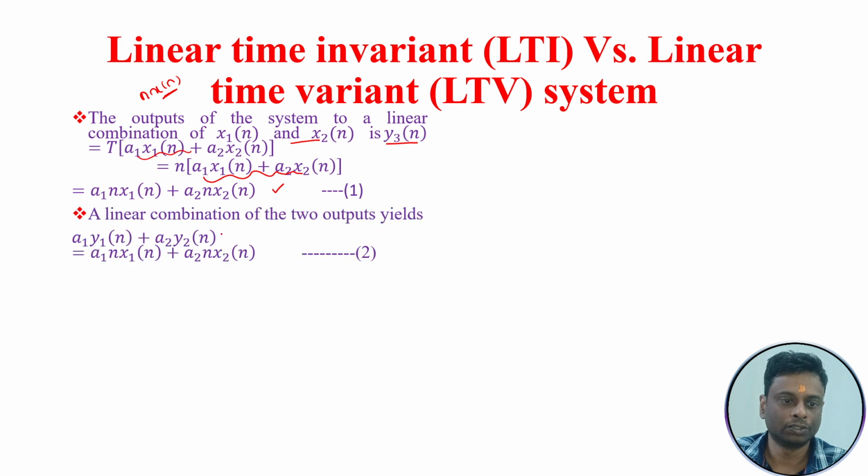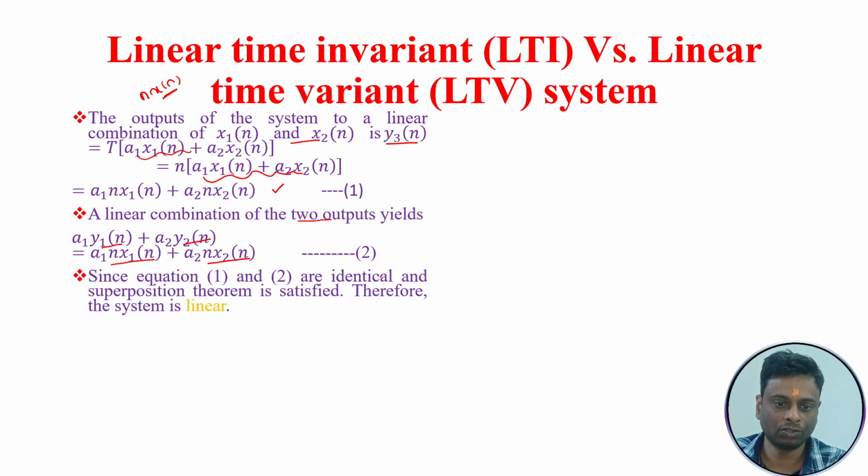The linear combination of two outputs will be a1 y1 of n plus a2 y2 of n. y1 of n equals n into x1 of n, and y2 of n equals n into x2 of n. So you can see these two equations are the same. This system is actually a linear system, because the superposition theorem is satisfied and the equations are identical.